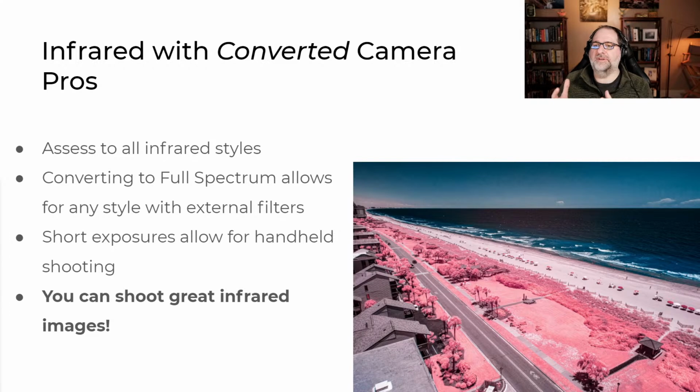So let's talk about the benefits of shooting with a converted camera. You're going to get access to all of those infrared styles. Shooting with a full spectrum camera allows for any style. Sometimes it's hard to know what your interests are going to be before you get into infrared. You might find yourself gravitating towards a particular style, and in that case, maybe you just convert a camera directly to that style. But if you want to experiment and try a lot of styles, then full spectrum really opens that up. It means you're going to have to spend more money on lens filters, but it really opens up the possibilities for what you can do with a full spectrum camera.